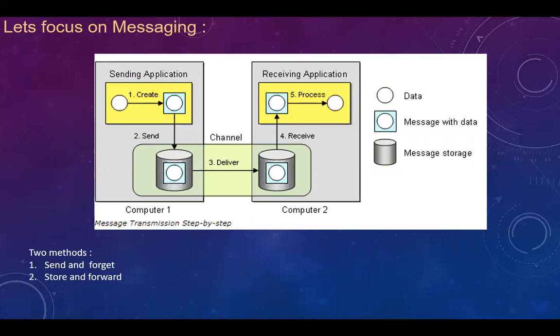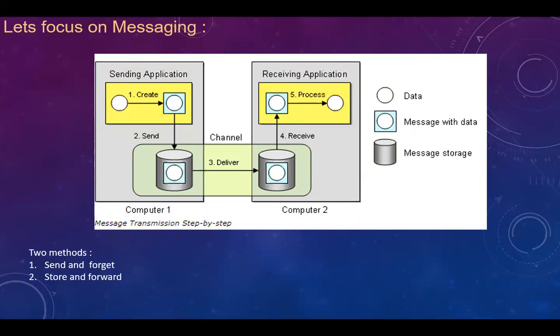On the target computer you have the messaging software. The message that we have created has to be delivered to the target computer via the messaging system. Finally, the receiving application will receive that message from the messaging software or platform. And then in step 5, you see that it is processed by the receiving application. So these are the 5 different steps.